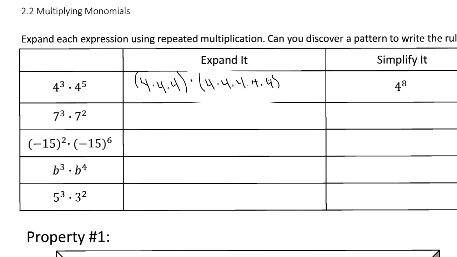So I want you to pause right now, and I want you to practice expanding. Well, don't pause yet. I lied. Let's do one more together. So we have 7 to the third times 7 squared. So that looks like 7 times 7 times 7, because there's 3, times 7 times 7. So how many 7s do we have in total? We have 5 7s. Does that kind of make sense?